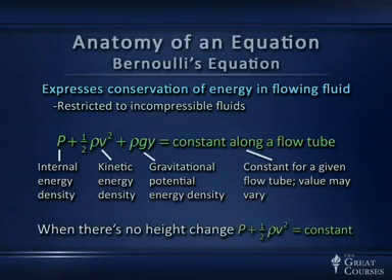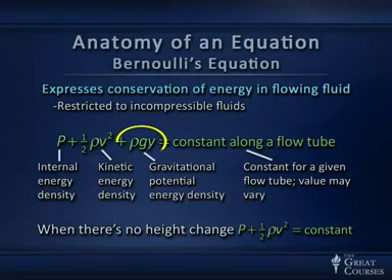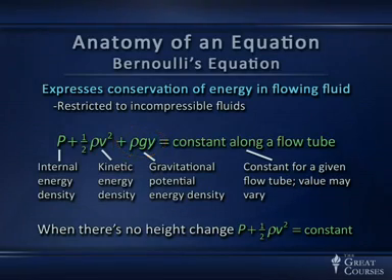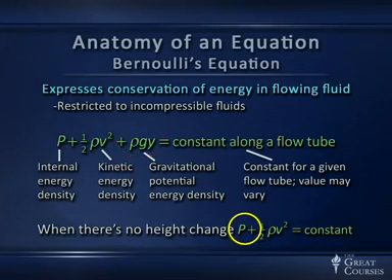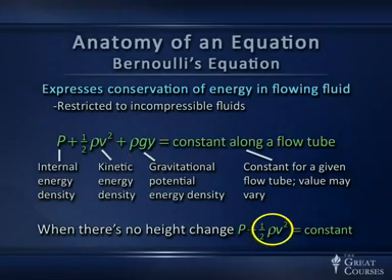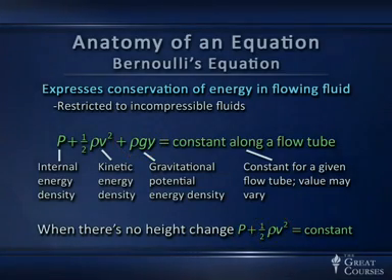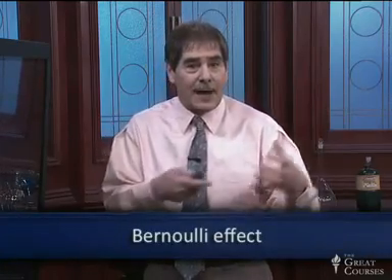Frequently, we deal with cases where there's no height change. A pipe running along horizontally, for example, a river flowing horizontally. When there's no height change, then we can drop the rho g y because that's constant. That's the same on both sides of the equation. And we simply have that the pressure, that internal energy density, plus the kinetic energy density adds up to a constant. And that property is called the Bernoulli effect, the fact that pressure and something involving velocity add up to a constant, because it says that in places where pressure is high in a flowing fluid, other places on the same stream tube where pressure is lower, the velocity will have to be higher.